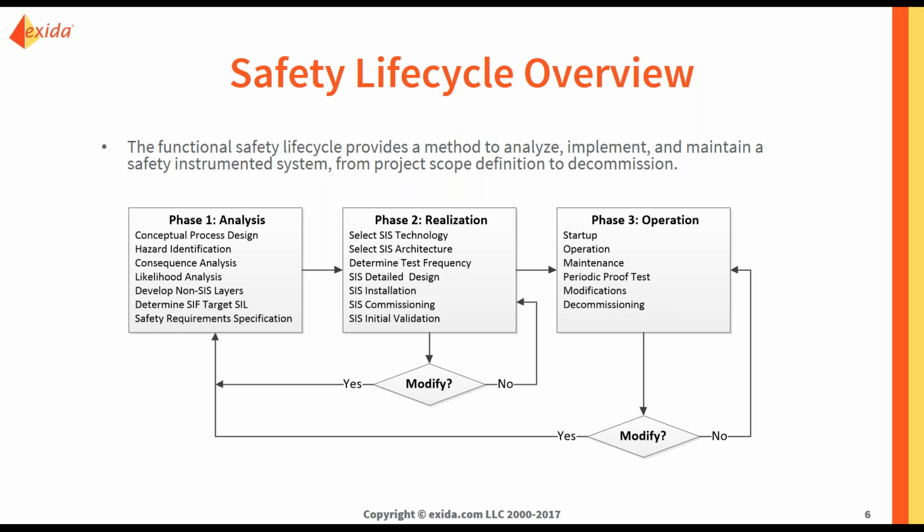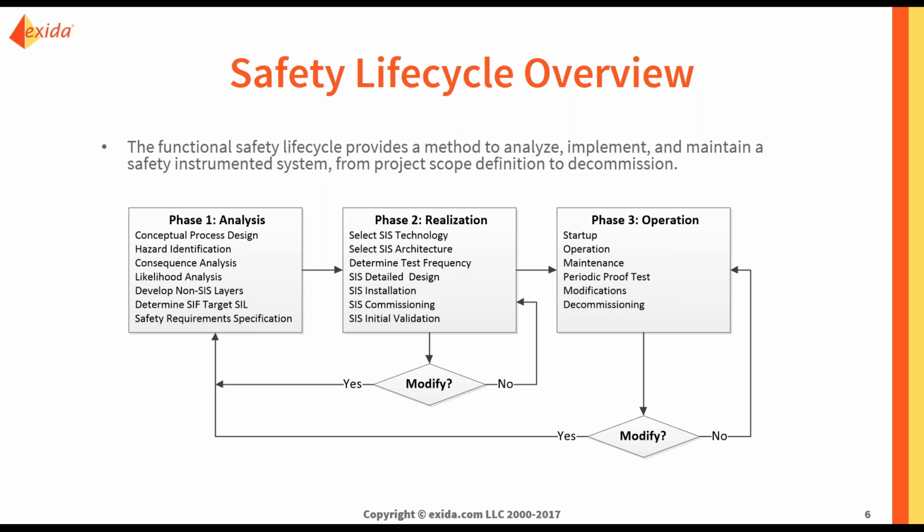You start with your conceptual design. You identify potential hazard scenarios and analyze the likelihood and consequence of each scenario. From this, you can identify safety instrumented functions that will safeguard against the hazard and determine the target safety integrity level of your safety instrumented function. In the realization phase, you'll determine the architecture and equipment for your safety instrumented function and validate that it achieves the target SIL.